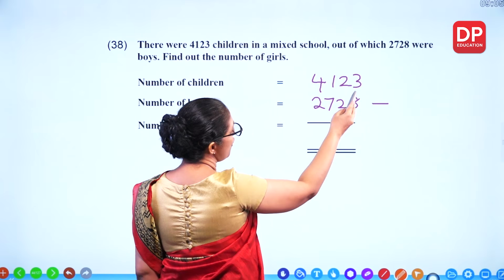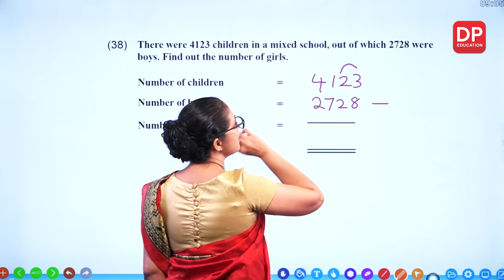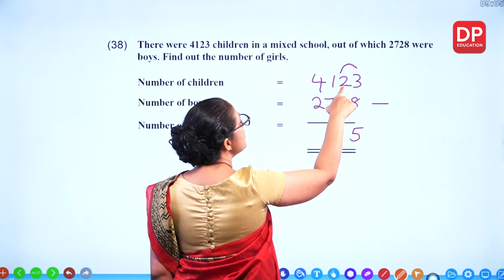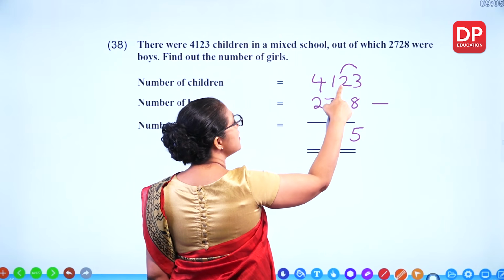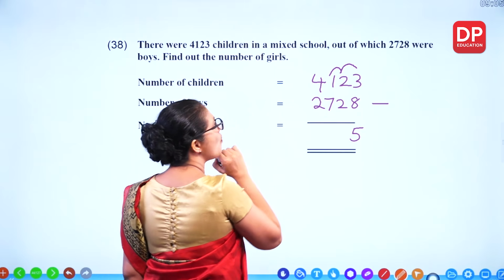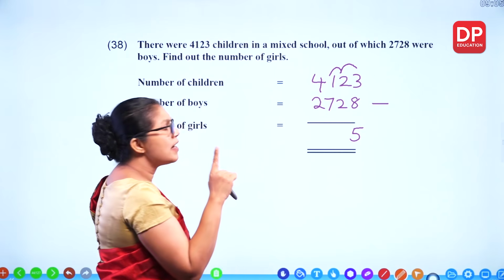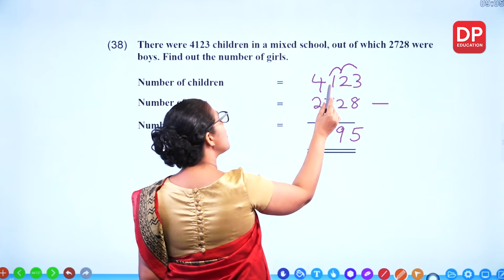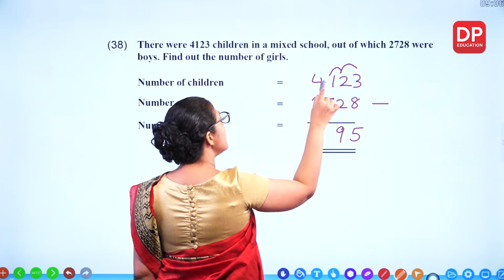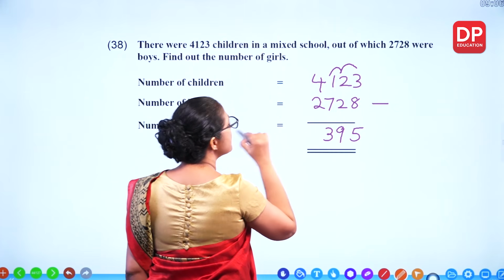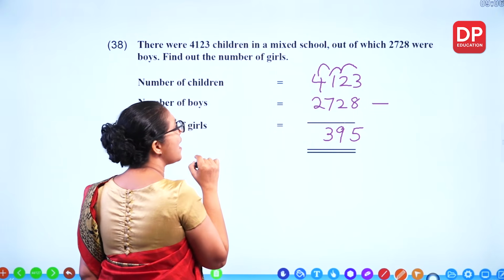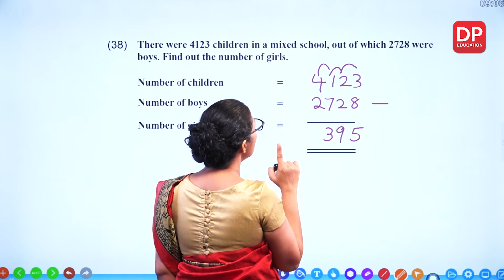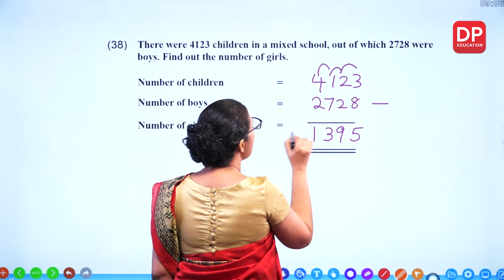Can we subtract 8 from 3? You can't. You take 1. 13 minus 8, that's 5. So this becomes 1 now. Still you can't subtract. You are taking 1 from here. 11 minus 2, that's 9. So what about this number now? 10. 10 minus 7, that's 3. So you are taking 1 from there. So what's the number here? So 3 minus 2, you get 1.